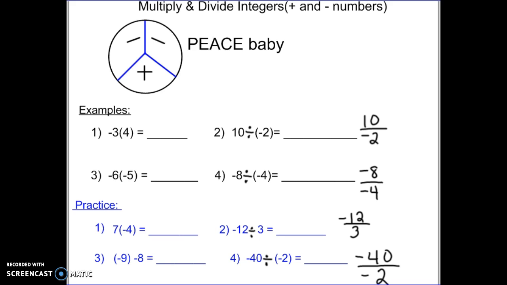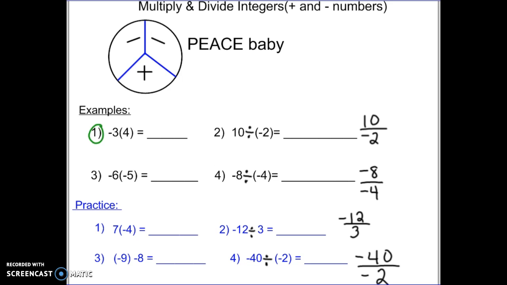There's a very simple, easy shortcut that you can use when you are multiplying and dividing with integers. Now, this will not work with addition and subtraction. We'll talk about those operations later. But on your handout, you see a drawing, and I have named it a Peace Baby. I named it a baby because it looks like it has 2 eyes and a pacifier in its mouth. And I call it a Peace Baby because it looks like the peace symbol. We're going to use it to help us determine whether the answers to these problems would be positive or negative. So let's start by looking at example number 1 on your handout.